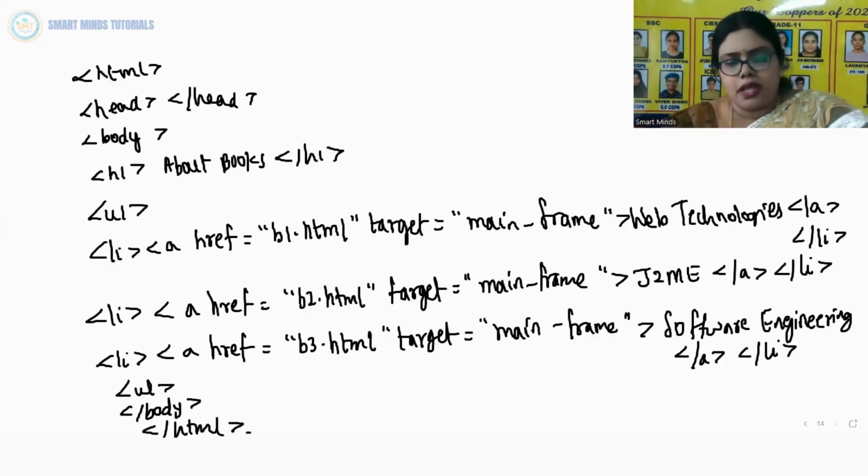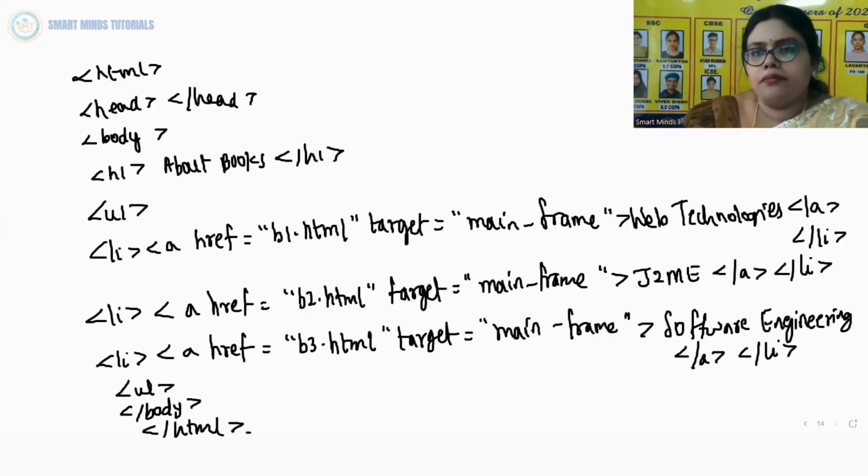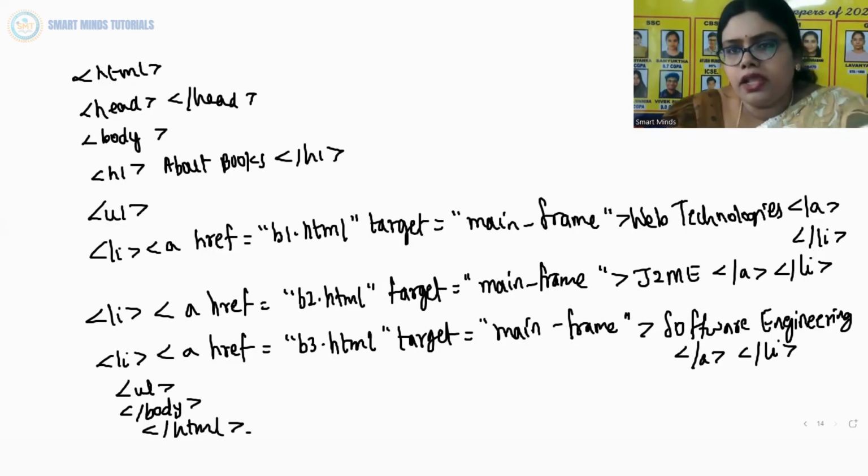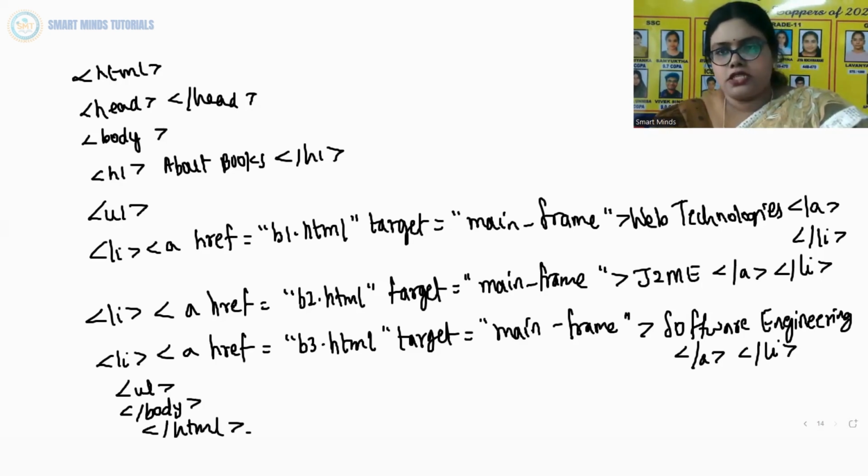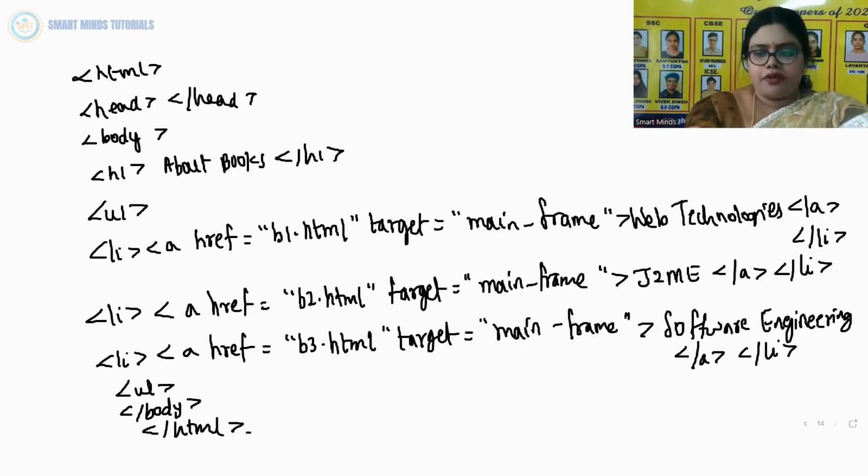So in this example program, links.html, when the link web technologies is clicked, the contents of the page b1.html get loaded into the target frame, which is named main_frame. Similarly, when the other links are clicked, their associated pages b2.html and b3.html get loaded into the target frame.